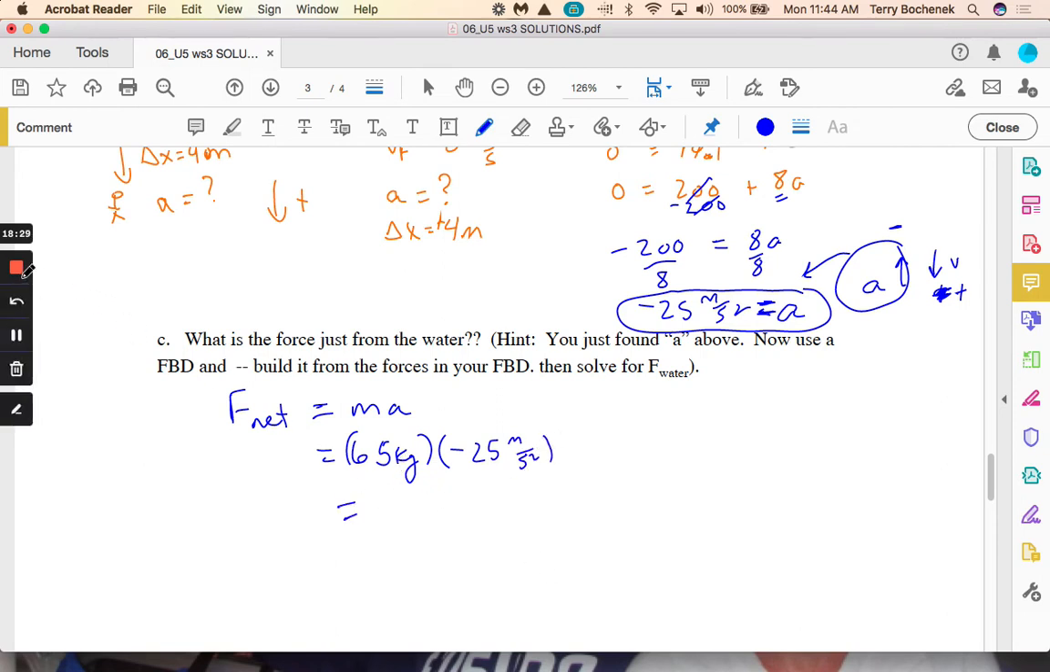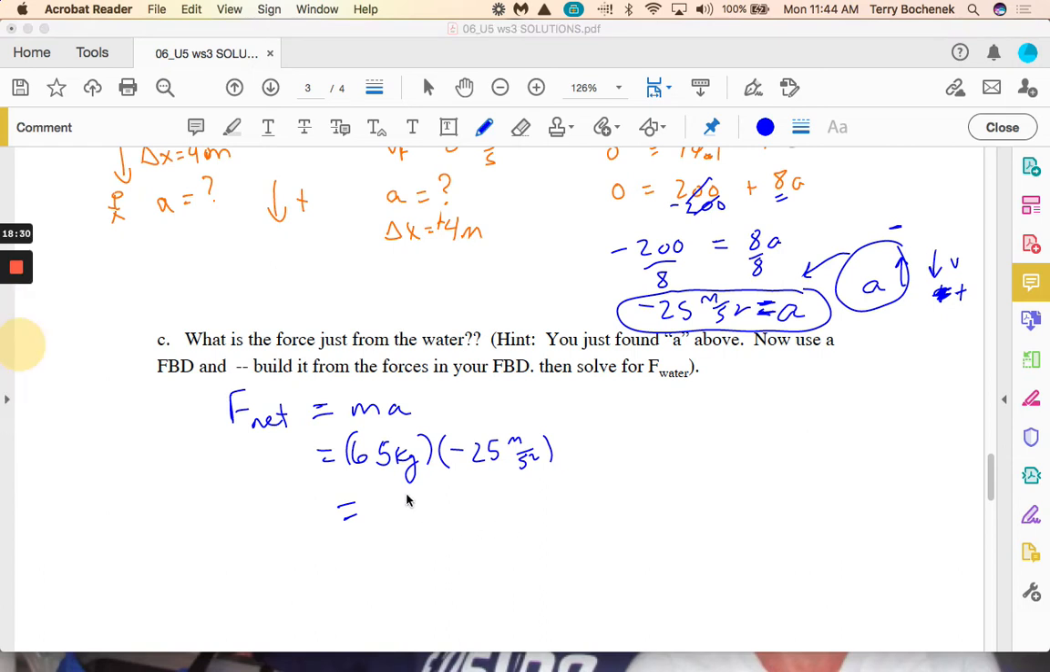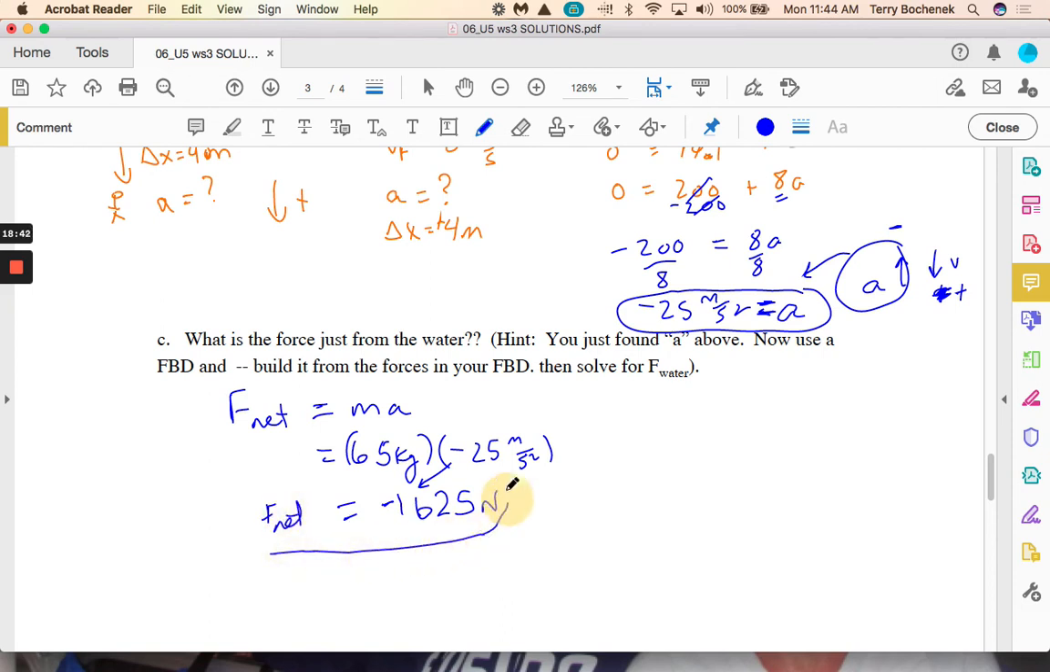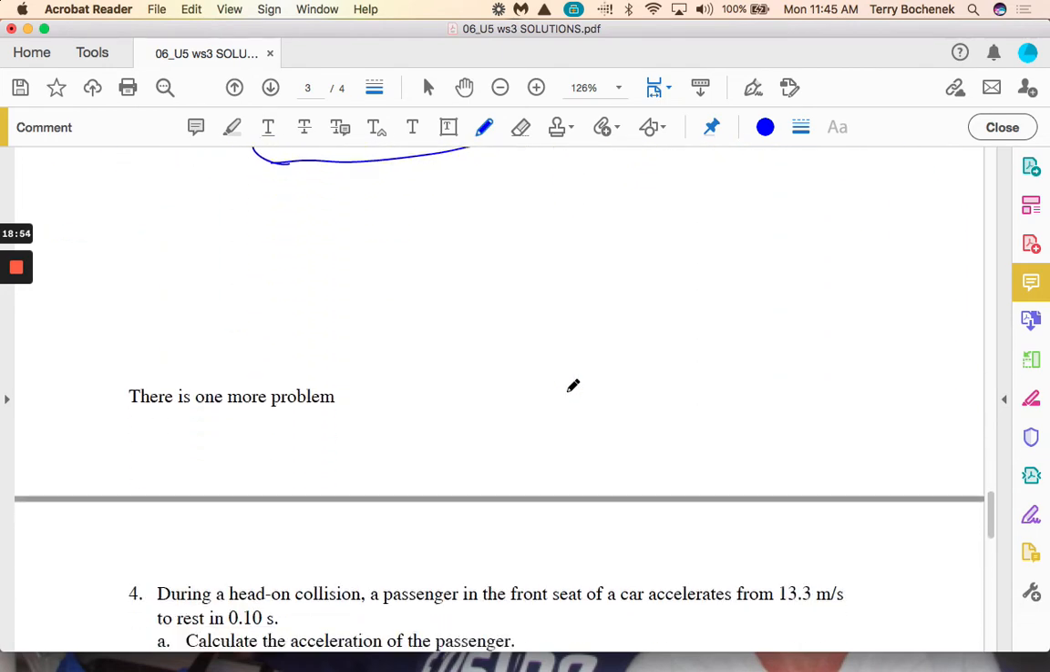Now I'm going to pause and do that real quick. Okay, calculator tells me that's 1,625 newtons. And that negative sign still is in existence. So it's negative because that force from the water was up, causing the diver to slow down as they sunk into the water. The force pushes up to slow them down. And up must be negative if we called everything else positive for the downward direction before.